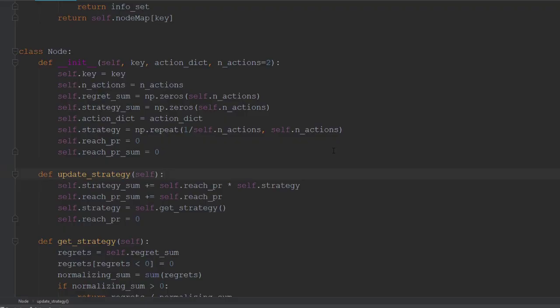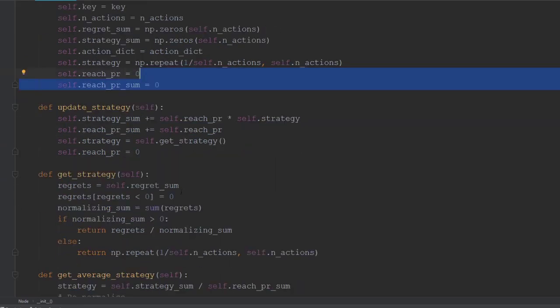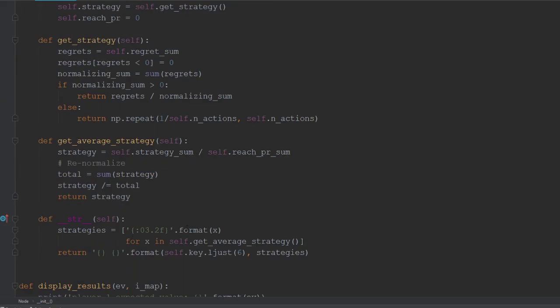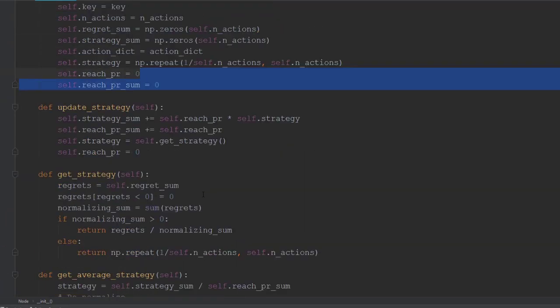Okay, so let's start off by looking at each node. Each node is going to look very similar to the rock, paper, scissors one we just did, and that's because most of the code was copy and pasted. But we have the same thing: the get strategy, get average strategy, and print out the string. The only difference here is we have this reach probability, and remember that's the probability we have of reaching this node in the game tree. And we also have this update strategy, and this is run after each iteration of the Kuhn Poker game. But other than that, it's the same thing as the rock, paper, scissors. This is for each node on our game tree, remember.